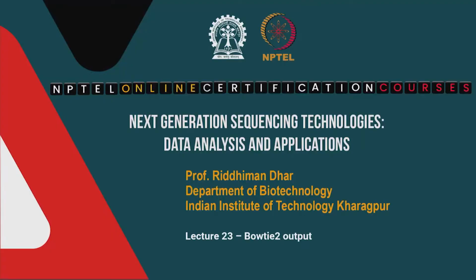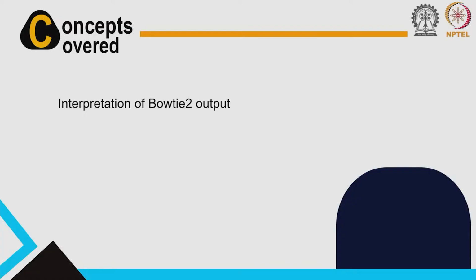So, there are two steps in using this tool. The first step is building the genome index, which we did using a reference genome, and then we can do the read mapping once we have built that index, and we have also seen how we can actually do this mapping. Okay. So, in today's class we will be discussing how we interpret this data. Okay. So, once we have generated this output file from Bowtie2, how we can actually interpret this data. So, this is the concept that we will be covering in today's class.